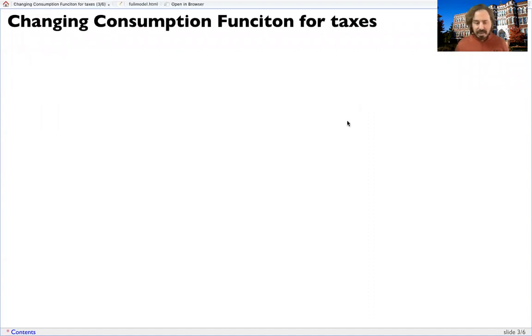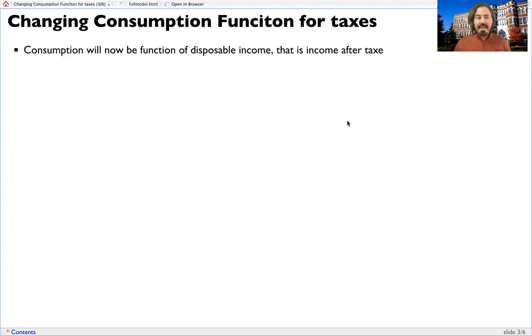Okay. So now we have taxes. So we're going to have to change the consumption function to consider that we have taxes. So now consumption is going to be a function of disposable income. That's the income that you have left over after taxes. So if we have here disposable income equals your income minus taxes, right? And taxes are a portion of income. So the total amount of taxes equals your tax rate times income.